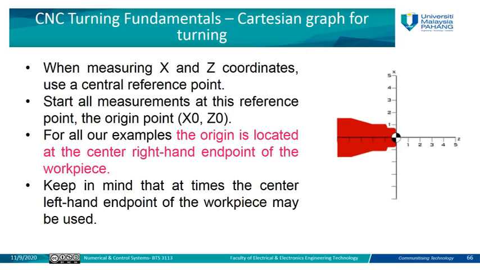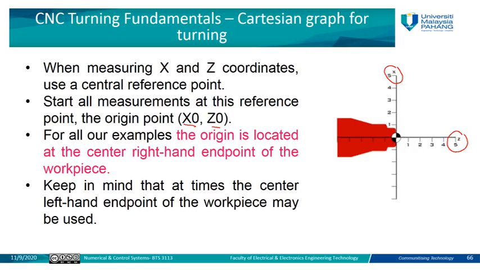Usually the lathe machine or the CNC turning machine has two axes, the X axis and the Z axis. The X axis represents the vertical axis, while the Z axis represents the horizontal axis. When we want to operate these machines, we need to define the reference point or origin point, and usually our origin is X0 and Z0.